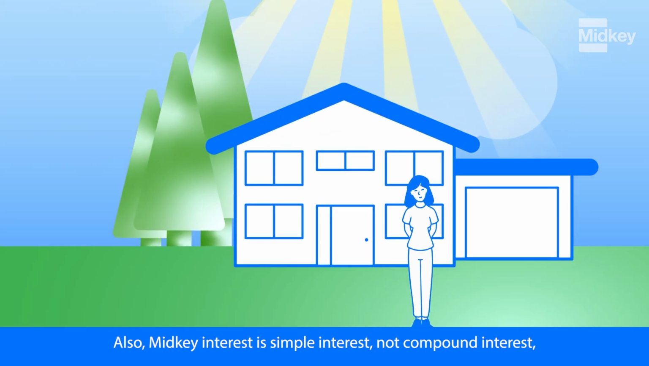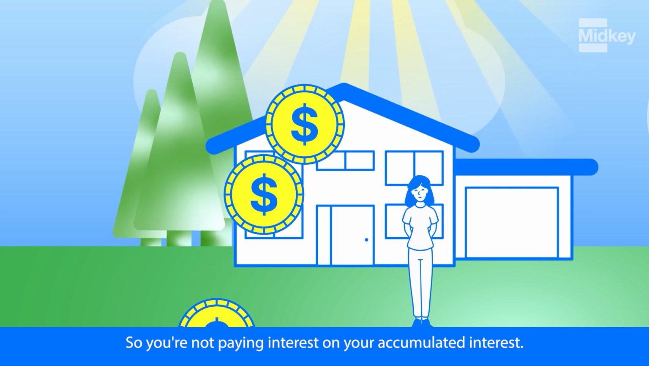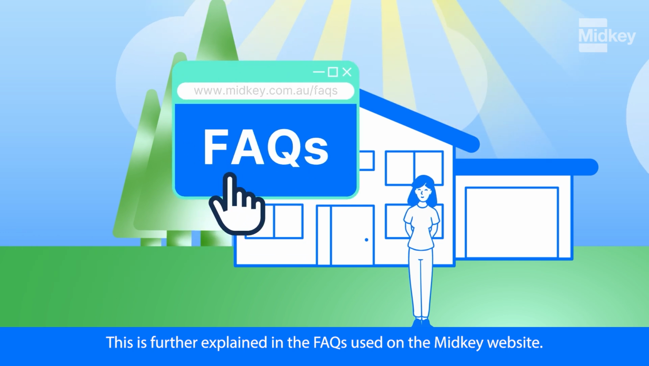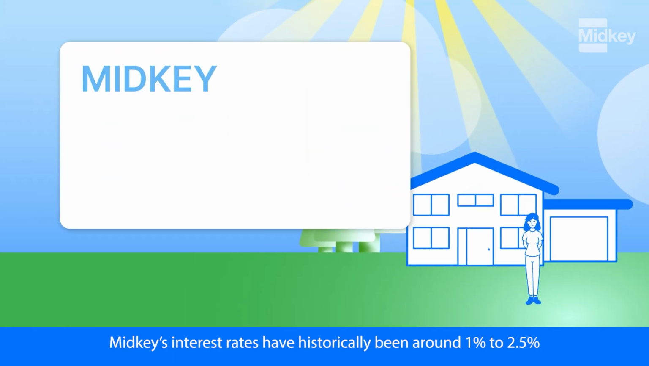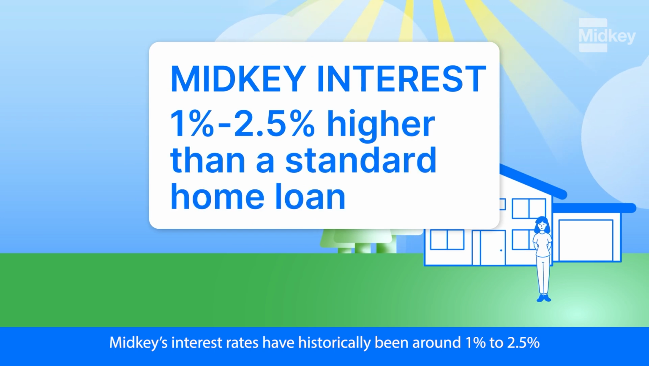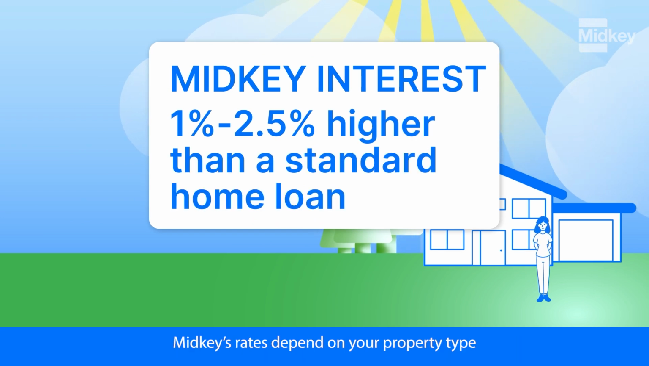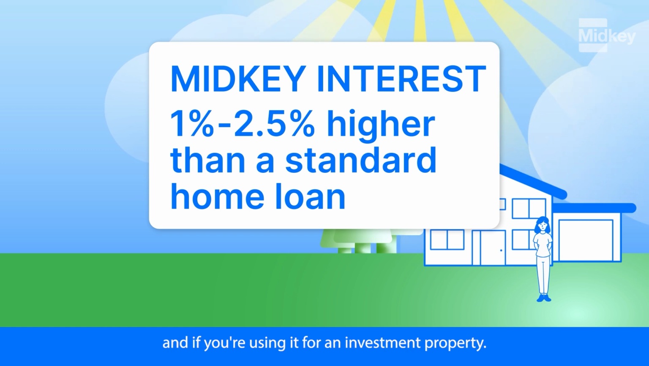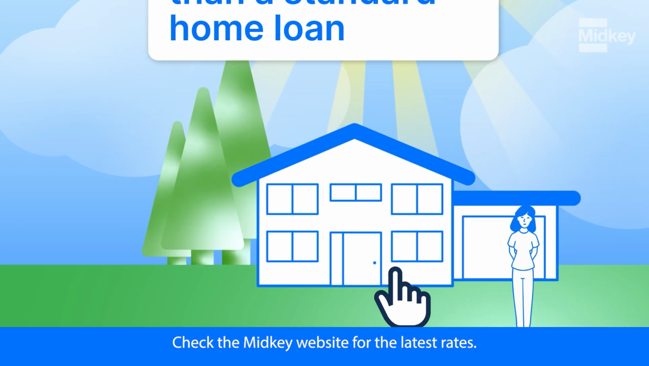Also, Midkey interest is simple interest, not compound interest. So you're not paying interest on your accumulated interest. This is further explained in the FAQs on the Midkey website. Midkey's interest rates have historically been around 1% to 2.5% higher than a standard home loan. Midkey's rates depend on your property type and if you are using it for an investment property. Check the Midkey website for the latest rates.